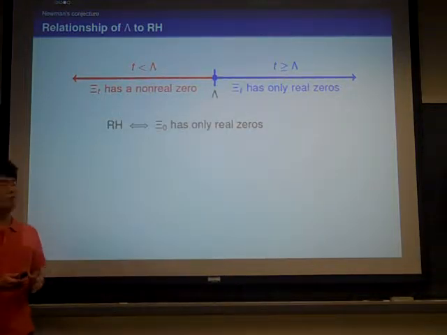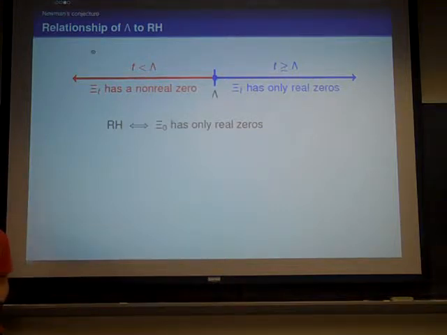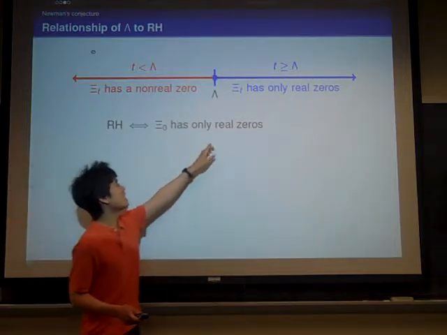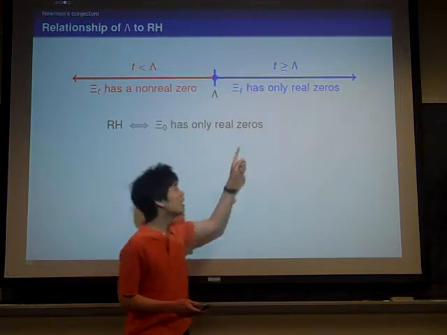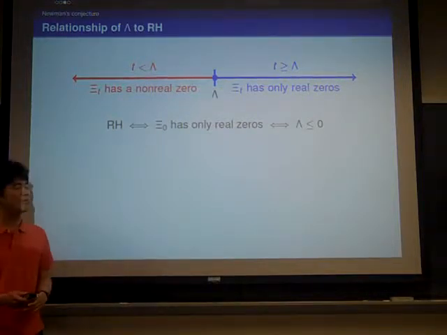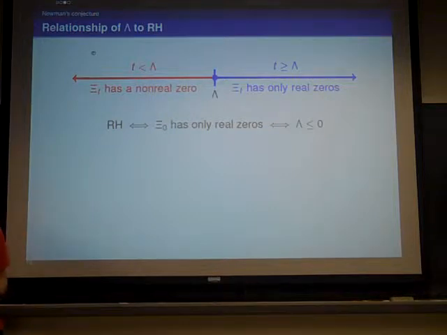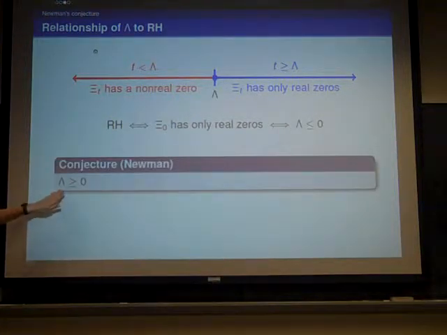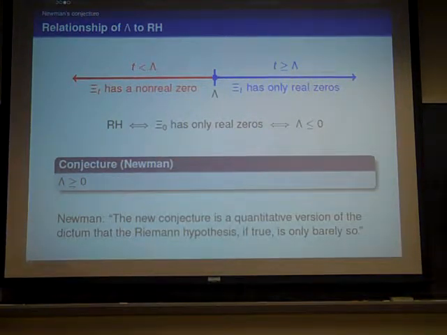And the Riemann hypothesis, if you remember, is equivalent to the statement that C_0 has only real zeros. So this is the same thing as saying that 0 lies in this blue region over here. In other words, this is equivalent to the statement that lambda is less than or equal to 0. So we can phrase the Riemann hypothesis in terms of this constant lambda. And since Newman's conjecture is an almost counter-conjecture to the Riemann hypothesis, it's probably not surprising to see that it's of the form lambda is greater than or equal to 0. And this is what Newman said himself. The new conjecture is a quantitative version of the dictum that the Riemann hypothesis, if true, is only barely so.